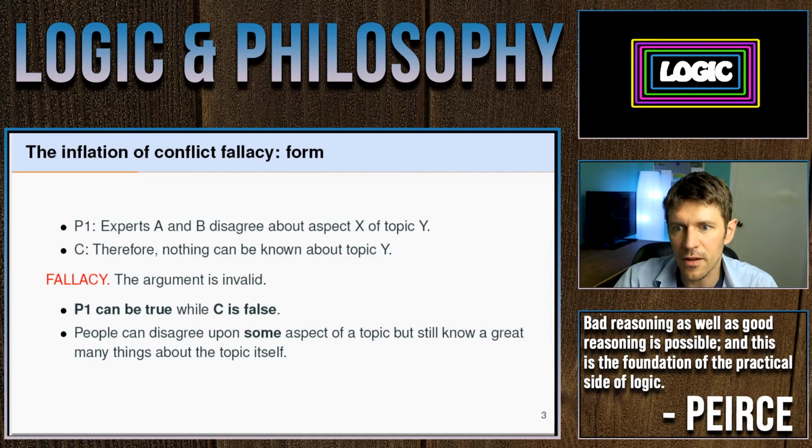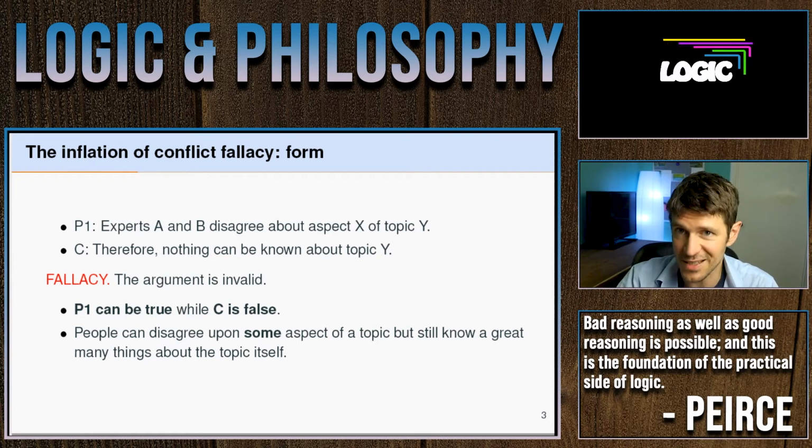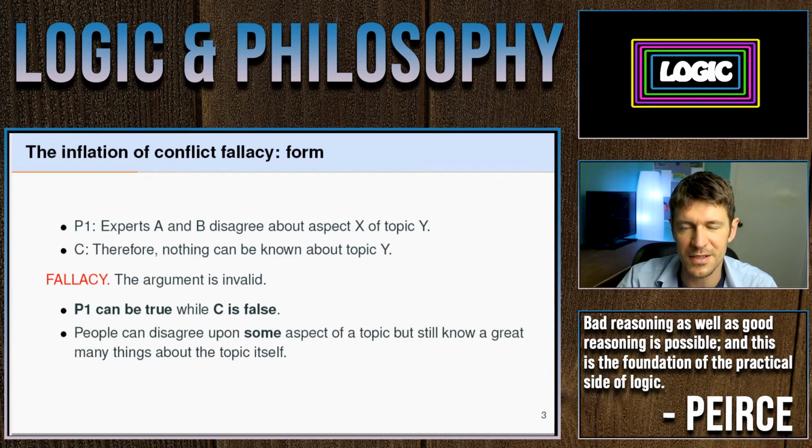So the form looks as follows. We have two experts, let's say they're A and B, and they disagree about some aspect, some feature, some component of a particular subject matter or topic, and we'll call that topic Y. Then the individual who commits this fallacy will conclude that because of this minor disagreement, or this feature of the disagreement about a general topic, nothing can be known about that topic.